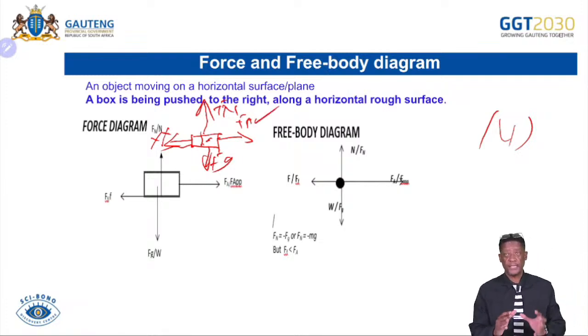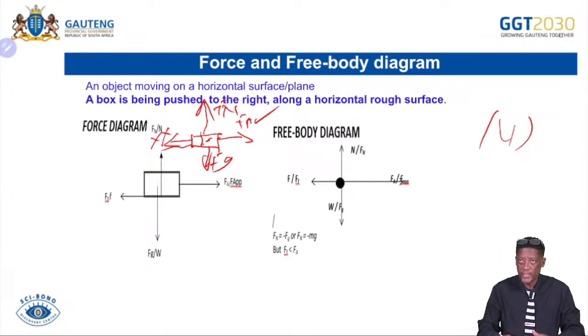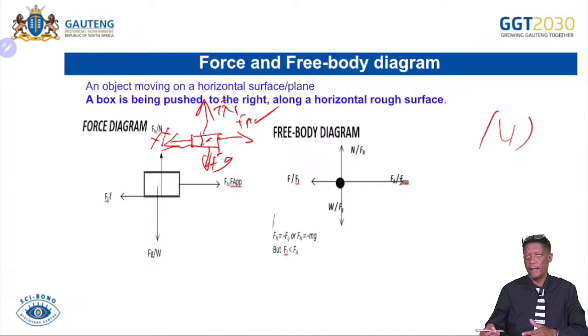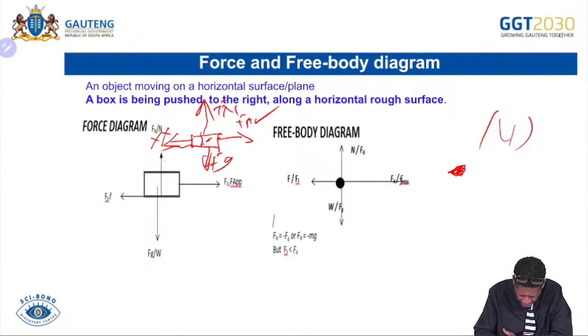So it's very important that you draw this with the definition. What is the definition of the normal force? What is the definition of the gravitational force? What is the definition of the frictional force? So draw it correctly. If it's the force diagram, a free body diagram, there's no problem with that, because we are going to draw a dot. We represent this with a dot. So you don't draw the box, you draw the dot.